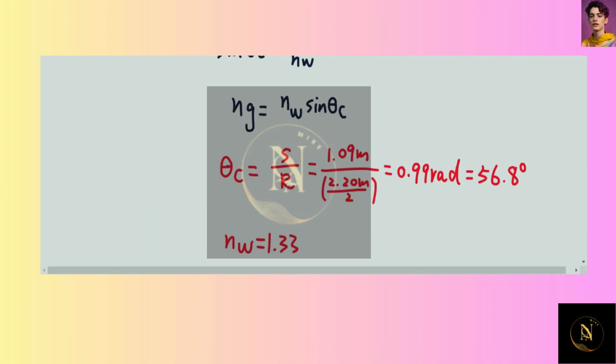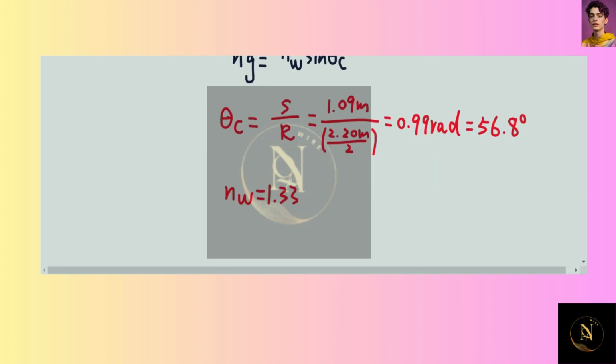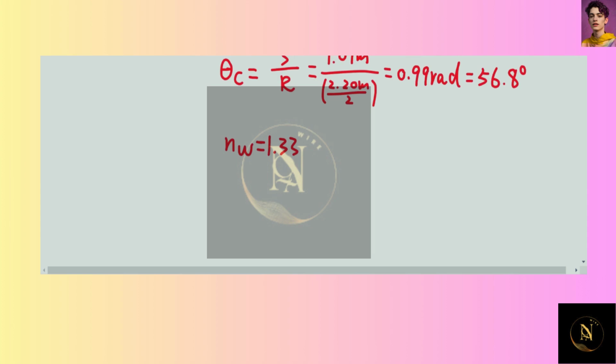So we know the index of refraction in water is 1.33. So therefore we can determine the index of refraction in a gas, which is Ng, is equal to 1.33 times sine 56.8 degrees, which is equal to 1.11.